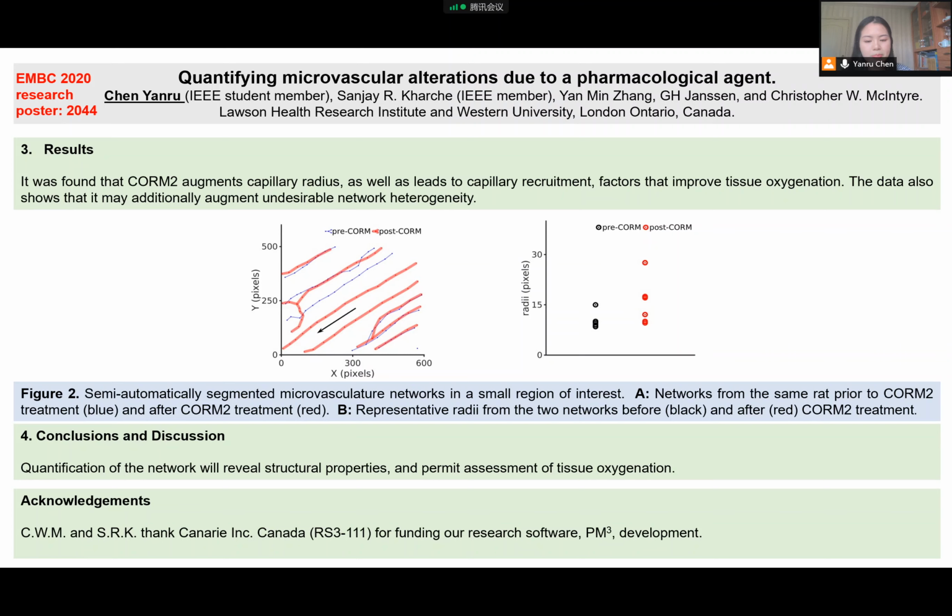The data indicates an increased capillary flow heterogeneity, as some functional vessels didn't have flow in them post-CORM-2 treatment.